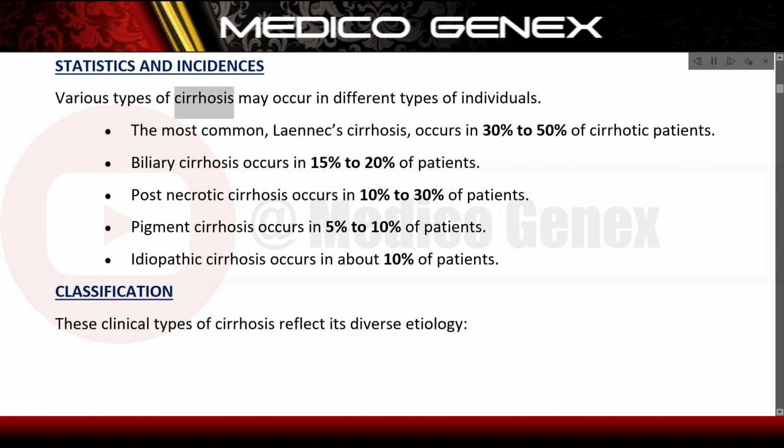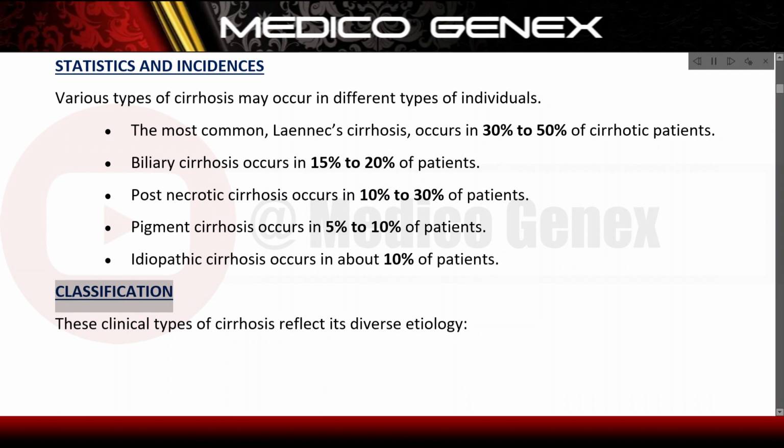Various types of cirrhosis may occur in different types of individuals. The most common, Laennec cirrhosis, occurs in 30% to 50% of cirrhotic patients. Biliary cirrhosis occurs in 15% to 20% of patients. Post-necrotic cirrhosis occurs in 10% to 30% of patients. Pigment cirrhosis occurs in 5% to 10% of patients. Idiopathic cirrhosis occurs in about 10% of patients.